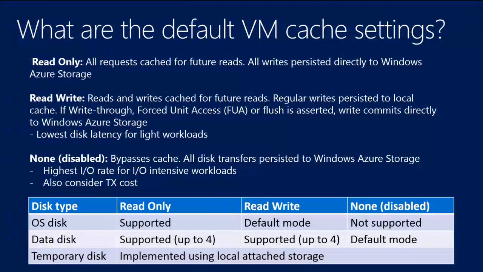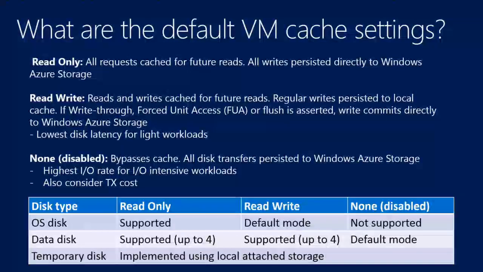But in terms of what the defaults are and what you can change, on the OS disk, the default is read-write cache, but you can set it to just read-only. You can't switch it off altogether. If you have a data disk, it's interesting to note that the caching is supported only up to 4 data disks. So if you're using 16, you can choose which 4 to enable caching on. But the default mode for a data disk is no caching. And then it's not really relevant for the temporary disk because it's implemented using the local attached storage. Does that make sense?